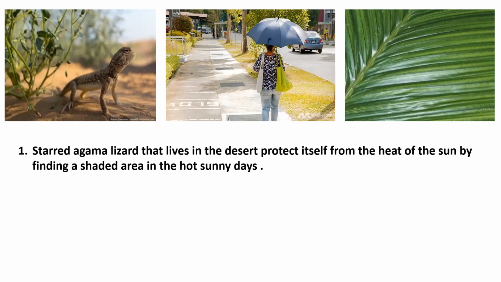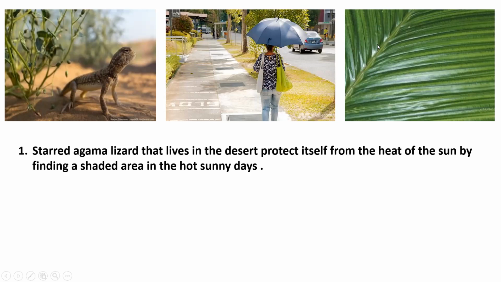Okay, as humans, what are the things that we do every day if it's very hot? Who can tell me? Look at this picture, the middle one. Yes? I have the umbrella. Umbrella. We use the umbrella to protect our heads from the heat of the sun, right? And we wear light clothes, right?